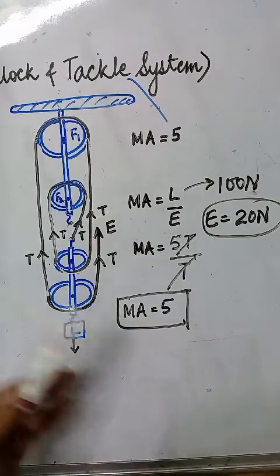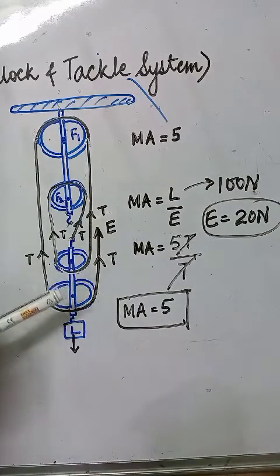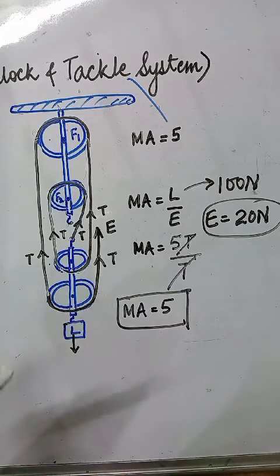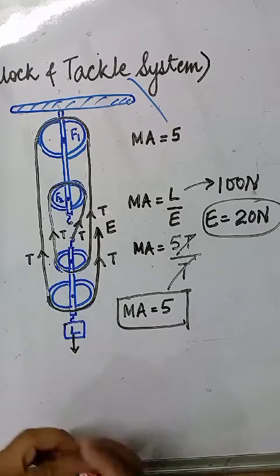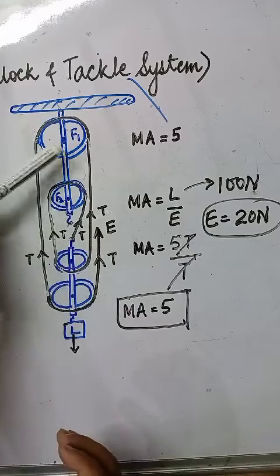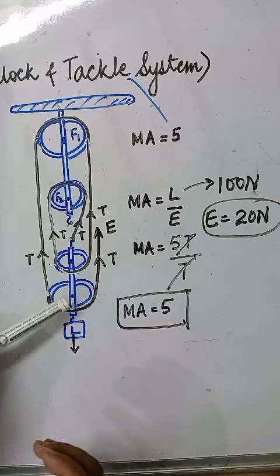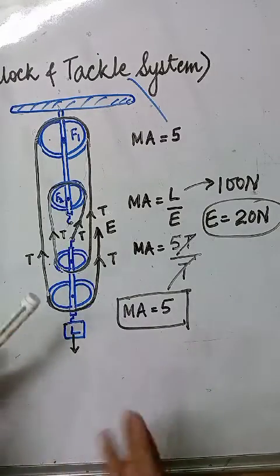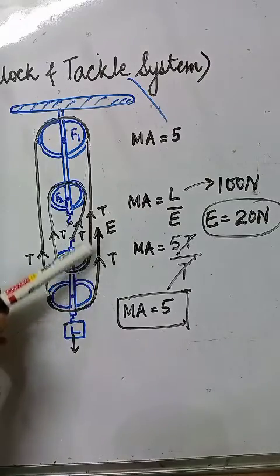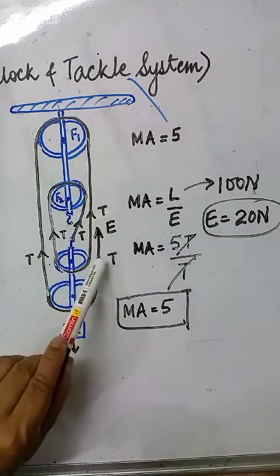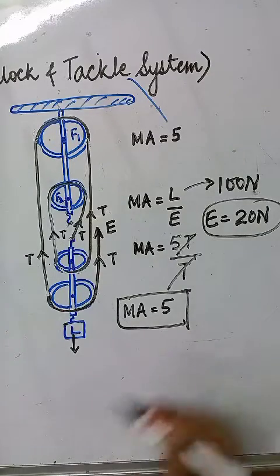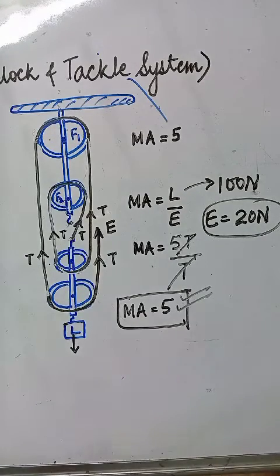How has it increased to 5? Not by increasing the number of pulleys, although you can do that also, but the question here limited us to not going beyond 4 pulleys. So we have basically continued with four pulleys, but we have changed the arrangement of the tackle. This time the effort is in the upward direction, which gives us the increased value of MA. Okay, so these are some of the things that you have to keep in mind while solving questions, labeling, and drawing diagrams with regard to the block and tackle system.